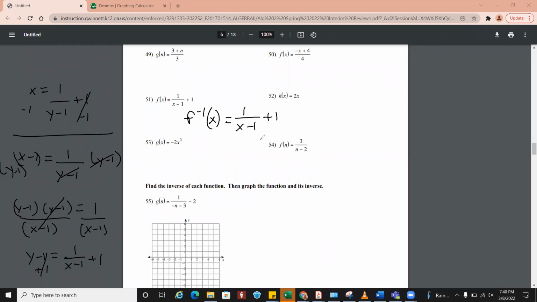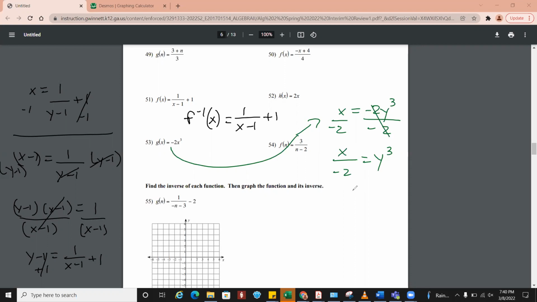I'm going to go over 53. Okay, so on 53, we're going to switch our x and y. So we've got x equals -2y to the third power. We want y by itself. So we're going to first get rid of that -2 by dividing. So that's going to give us x divided by -2 equals y to the third power.